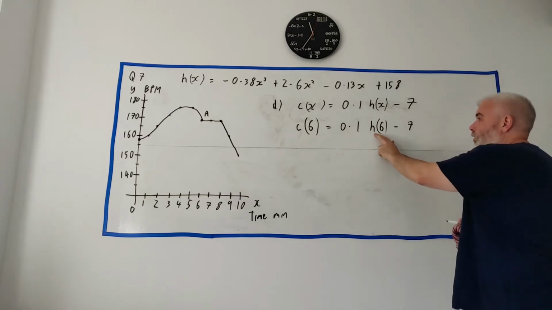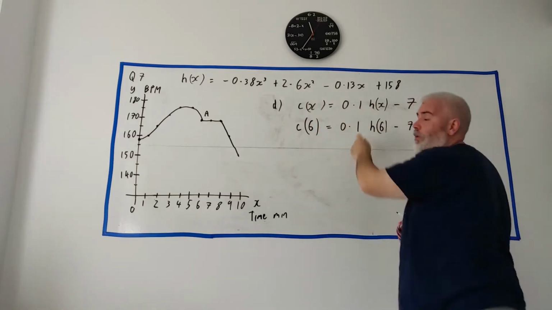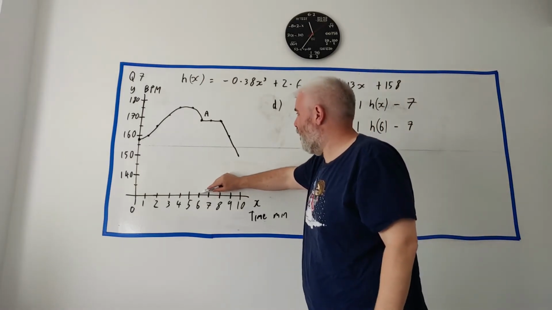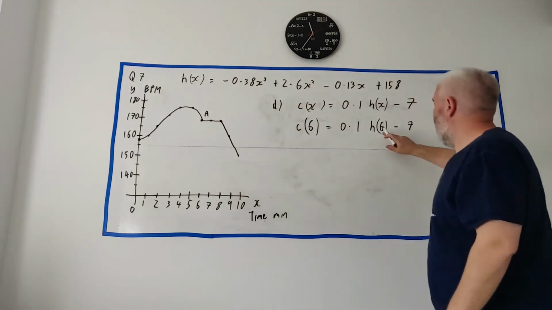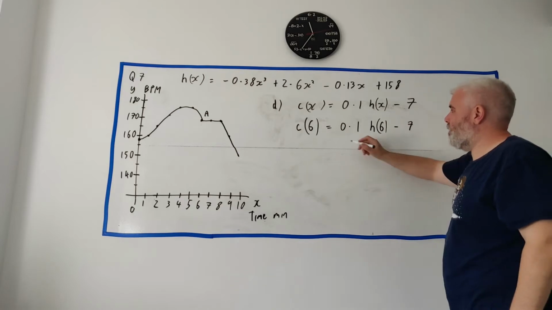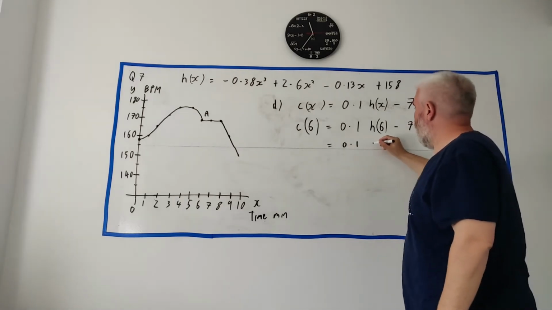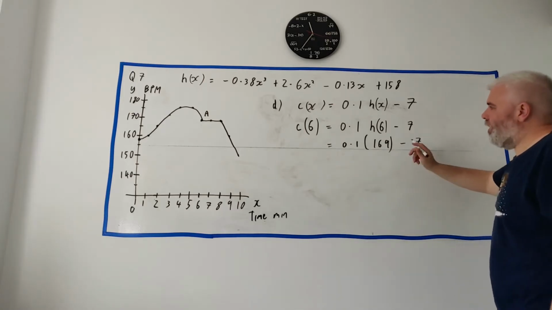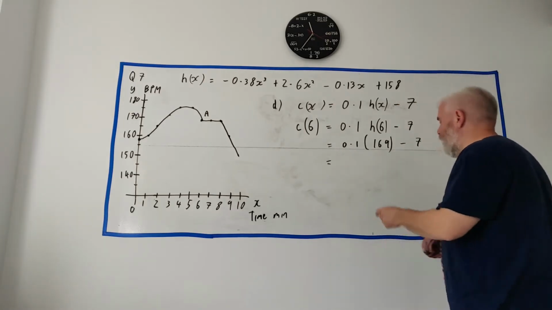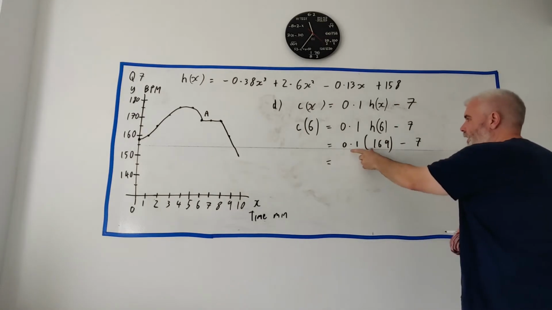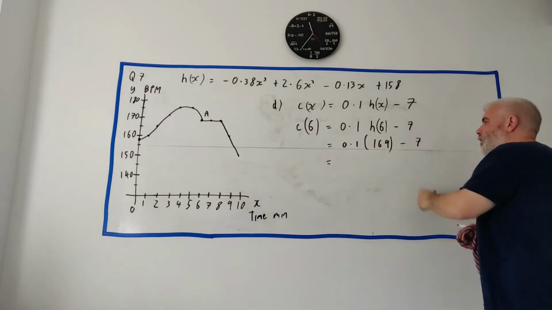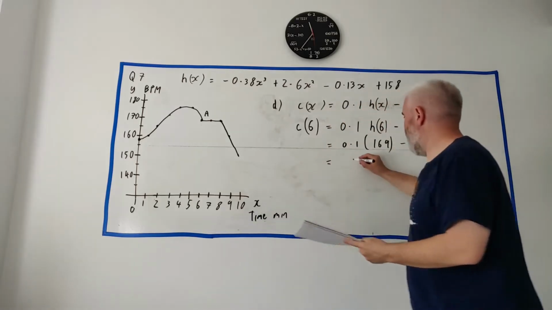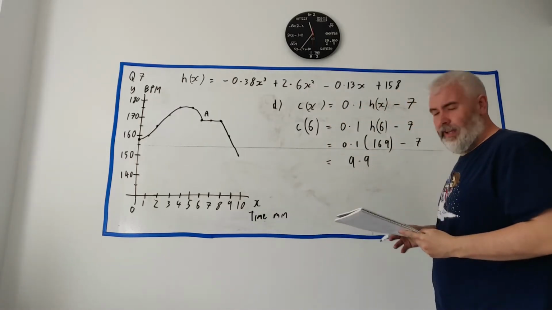Okay, you could go ahead and put 6 into this formula up here, which we've already done, or they did it for us in fact. 6 was his heart rate after 6 minutes was 169 minus 7. Put this into a calculator or do it in your head. 16.9 minus 7 is 9.9. Yep, okay, 9.9. And that's the answer.